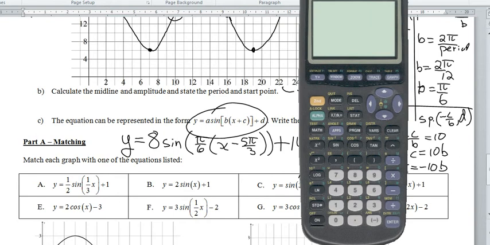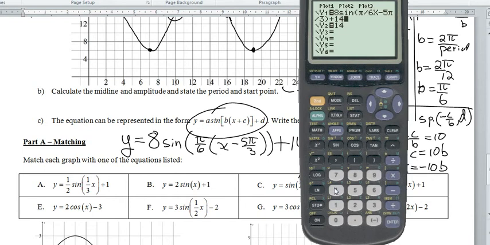Okay, let's go to our calculator. Turn it on. I'm going to clear out this stuff. So our midline was 14, right? So I'm just going to put that in as y2. y1 is 8 sine. You can put brackets if you want, but you don't need to. So pi over 6, second pi, divided by 6, x, minus 5 pi divided by 3, bracket. That's good, plus 14.